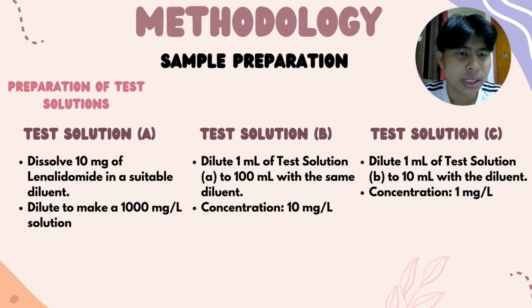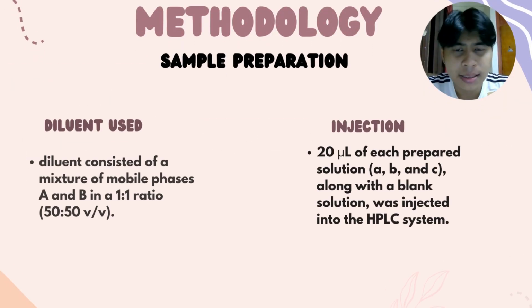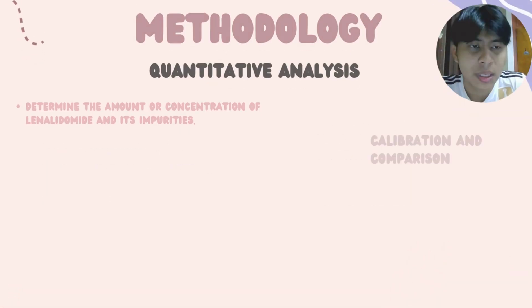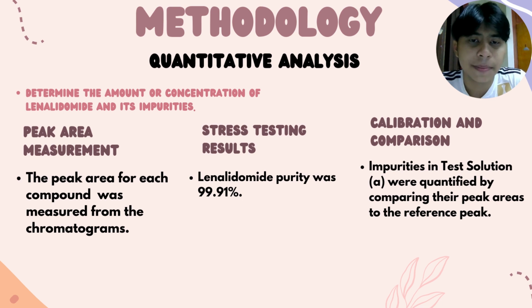The last one is test solution C. Dilute 1 ml of test solution B to 10 ml with the diluent. Resulting concentration is 1 mg per liter. Next is the diluent used. Diluent consists of a mixture of mobile phase A and B in a 1:1 ratio, 50-50 v/v. Injection: 20 microliters of each prepared solution A, B, and C, along with a blank solution, was injected into the HPLC system.